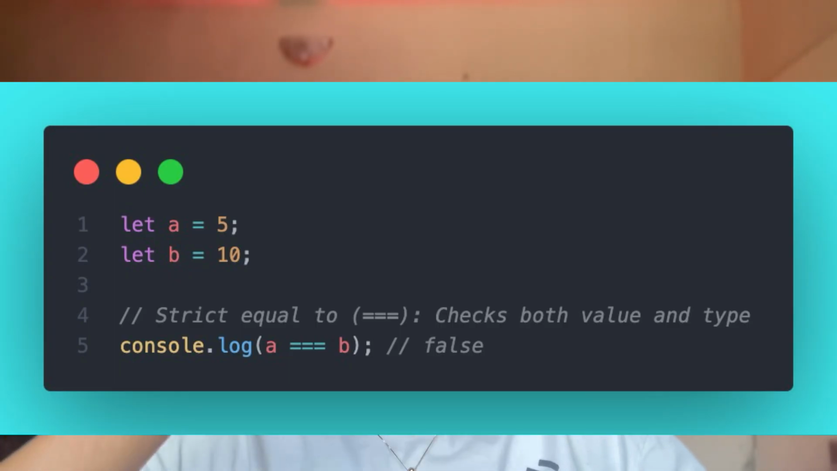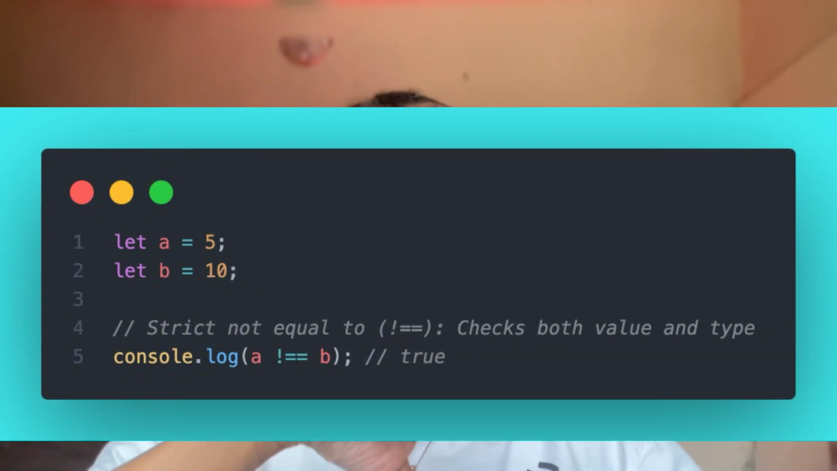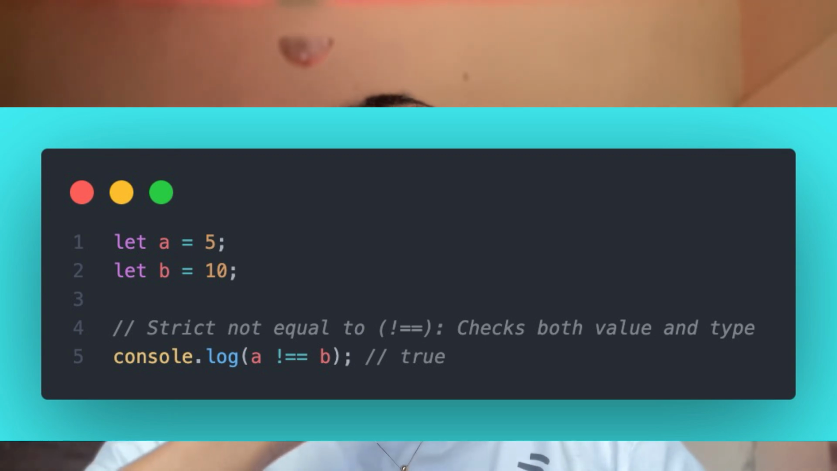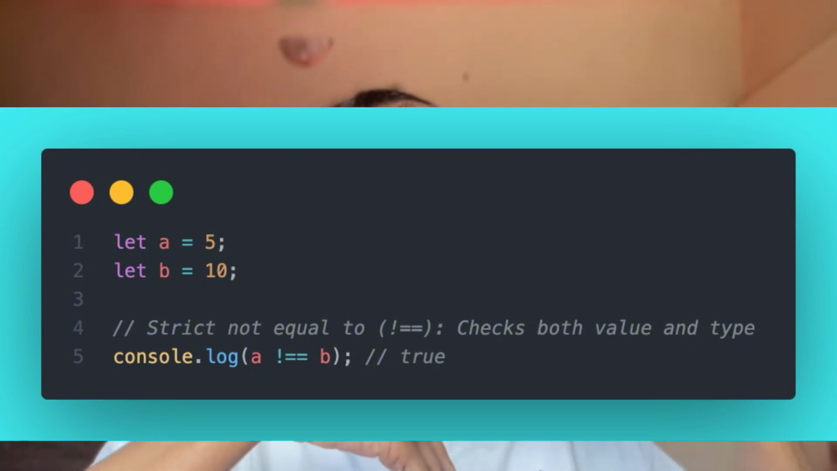If we call the strictly equal to, that is the triple equal, console.log a strictly equal to b will give us false because a and b are not similar in value and they are also not similar in type. So that comparison is wrong. It will return false. And we also have the strictly not equals. It checks for both the value and the type. If I say a is strictly not equal to b, that is correct. That means a and b, on the value level, they are not the same. On the type level, they are not the same.